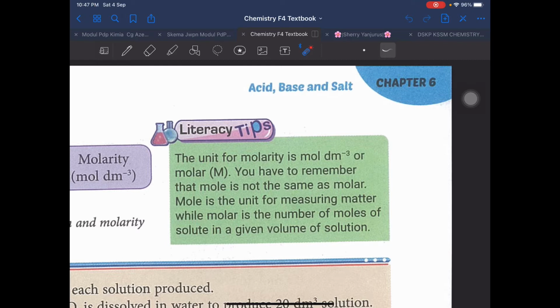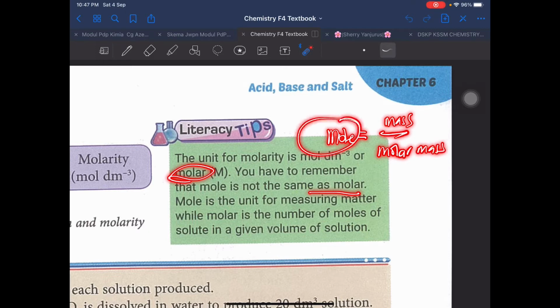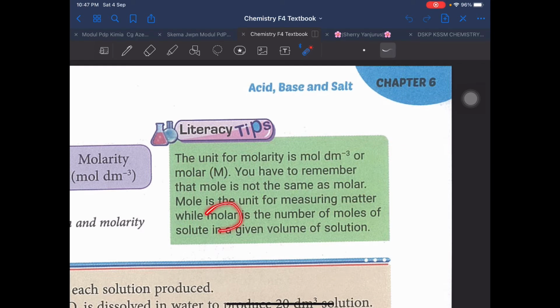You have to remember that mole is not the same as molar. Tidak sama. Mole yang kita guna selama ini yang di atas, mass over molar mass, this one is mole. Mole is the unit for measuring matter, while molar is the number of mole of solute in a given volume of solution. Molar mesti melibatkan larutan dan juga bilangan mol.